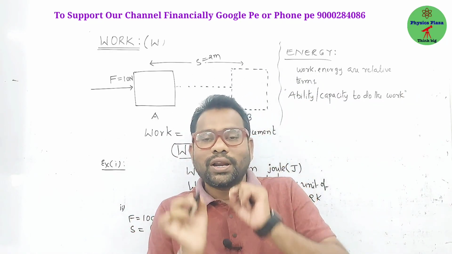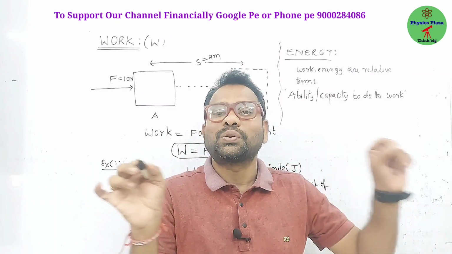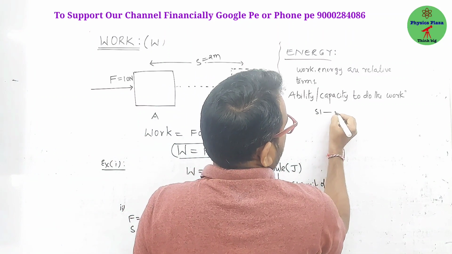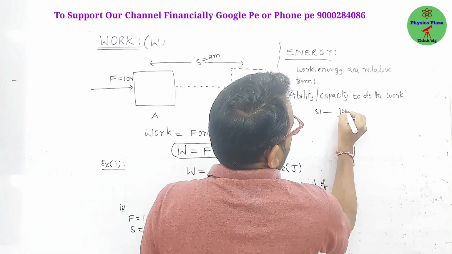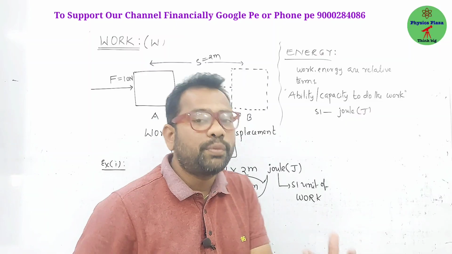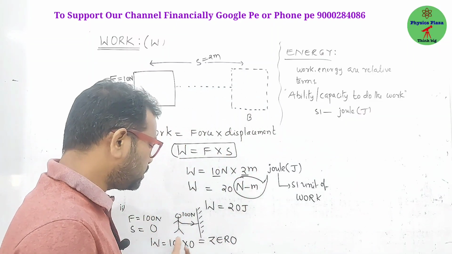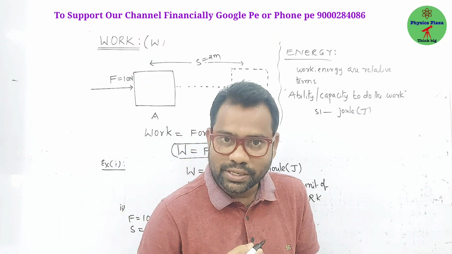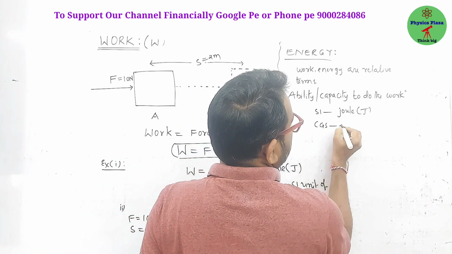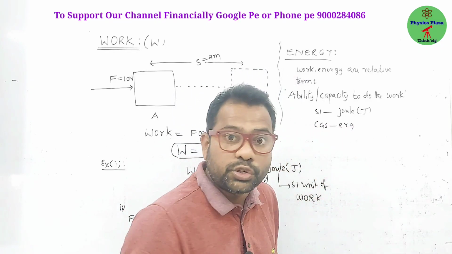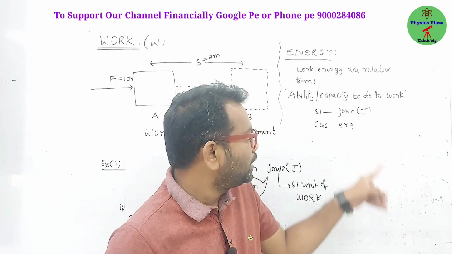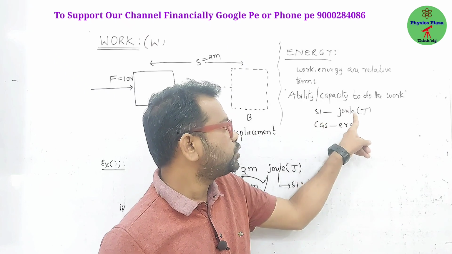Children, work and energy are both related terms, so we use the same units. So for energy also, the SI unit is the joule. Children, for the sake of your extra information, I'm telling you. Whenever I talk about the SI unit, you may wonder, sir, what about the CGS units? Even for work and energy, the CGS unit is the erg. Children, not egg, it is ERG. Don't make it egg.